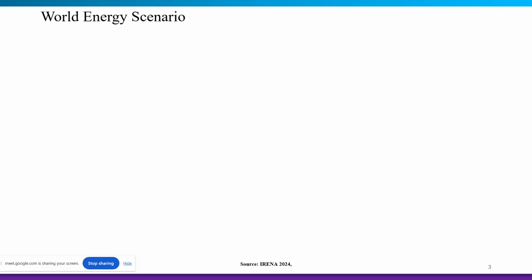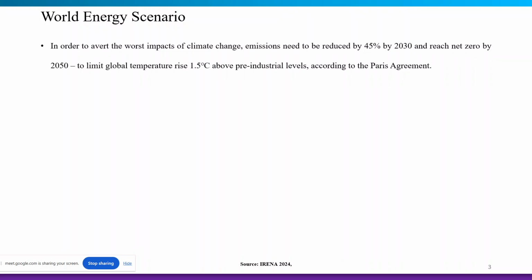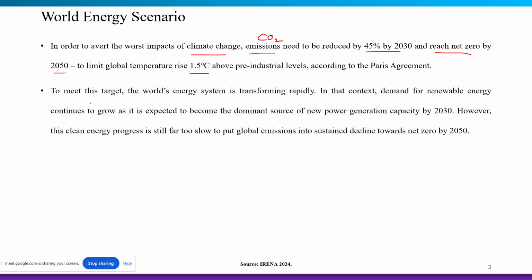Now, moving onwards, I will discuss the world energy scenario. In order to prevent the worst impacts of climate change, the various gas emissions, mostly CO2 emissions, need to be reduced by 45% by 2030. We need to reach almost net zero CO2 emission by 2050. The target is to limit the global temperature rise below 1.5 degrees Celsius above the pre-industrial level as per the Paris Agreement.